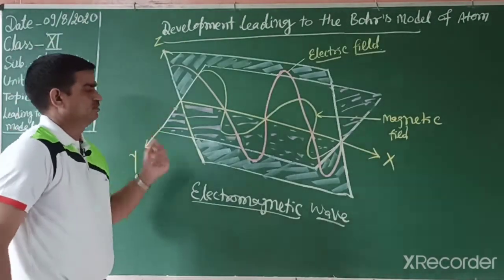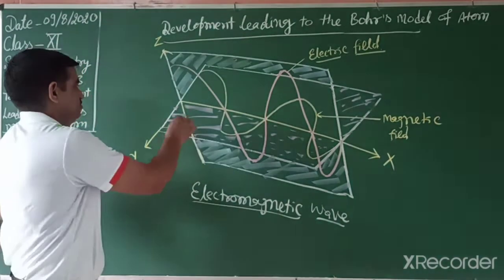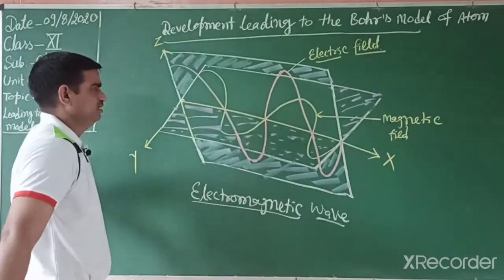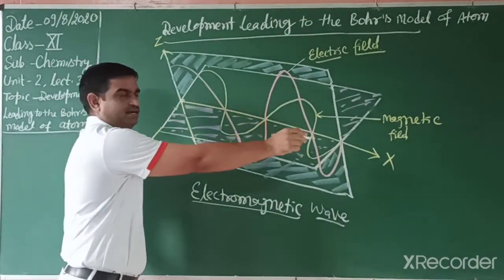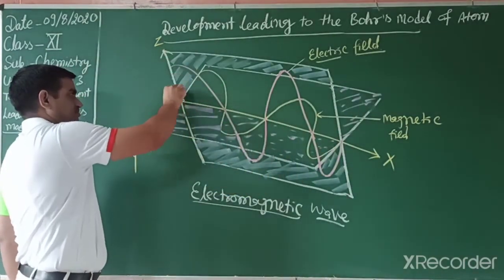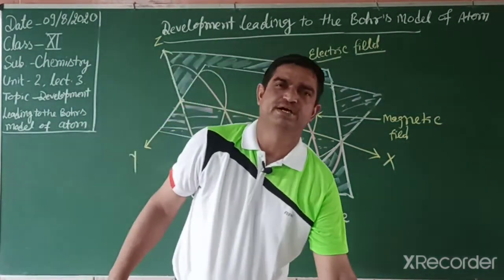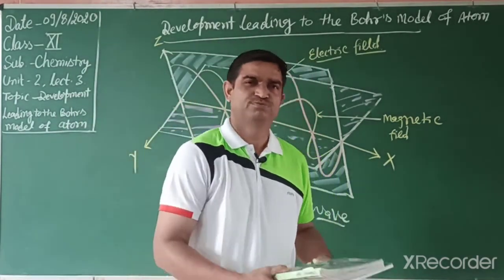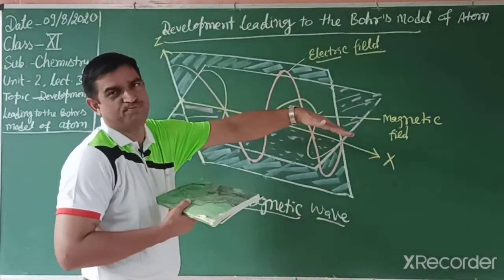Students, now we study electromagnetic waves. That is the point of origin, and there are three axes: one is the x coordinate, that one is y, and the other one is z. Friends, these are the electric and magnetic fields. The radiation moves in this way. This is wave propagation.